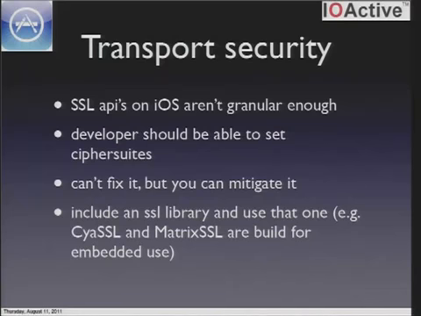Basically, the APIs aren't granular enough. They don't allow you to set cipher suites. You can't fix it at all. If you try to use the undocumented APIs anyway, Apple will boot you from the App Store. The only thing you can really try to do is not use Apple's APIs and use an open source SSL library and use that one instead.